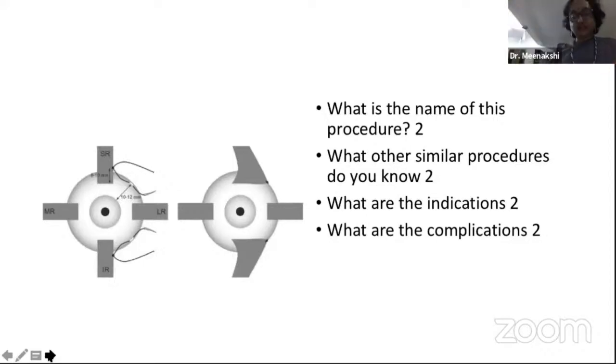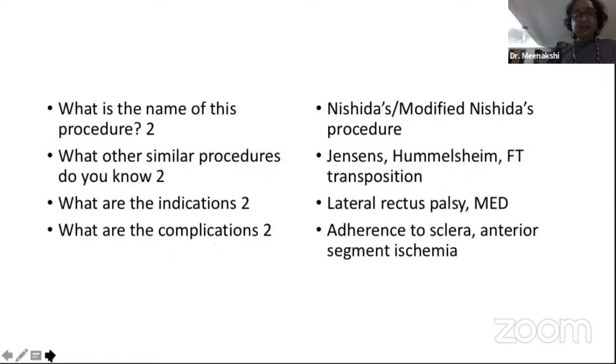And the answer is actually modified Nishida's. But if you use the word transposition somewhere, you will get more marks. So where it says modified Nishida's procedure, if you write transposition, you will definitely get 1 out of 2 marks, even if you wrote some other procedures. And the rest of you were absolutely right. Lateral rectus palsy, if I was marking, I would give 1.5 marks for lateral rectus palsy, and maybe another 0.5 mark for the rest.